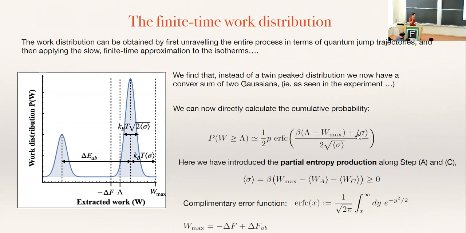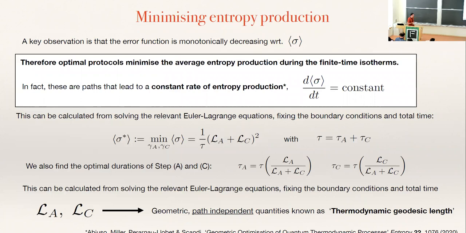And the key point is that this is monotonically decreasing in the entropy production. So this tells us a pretty important physical principle, which is that if we want to maximize the likelihood of getting this work, then we need to minimize how much entropy we produce. There's a wealth of literature on how to minimize entropy production in open systems. But the key point is you want to choose a process where the rate at which it's generated is constant. That's the basic idea.